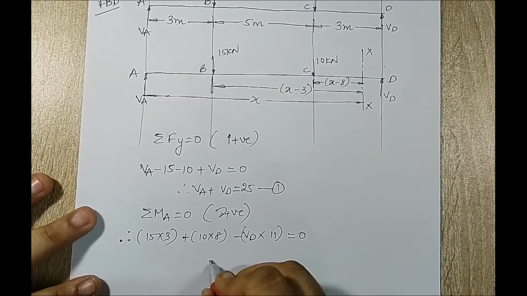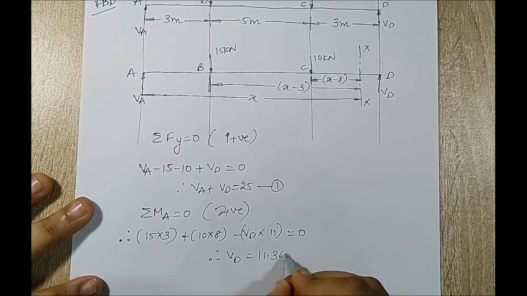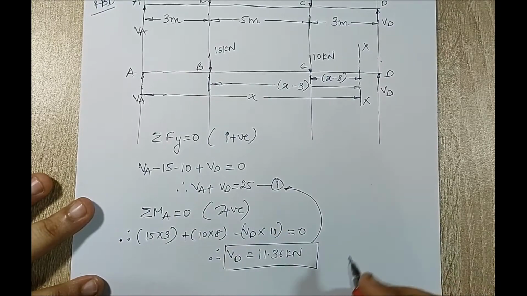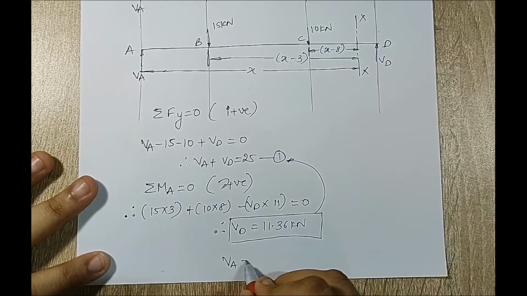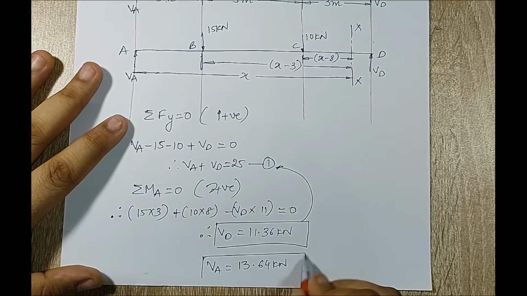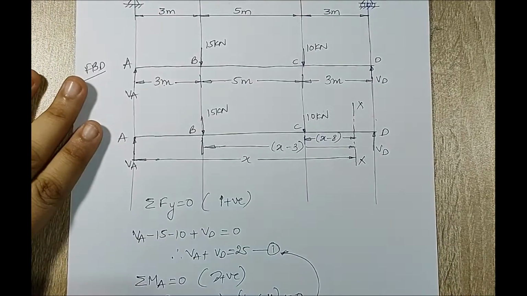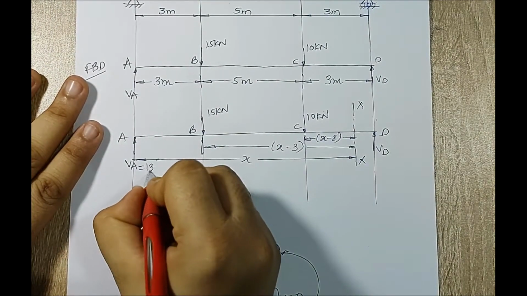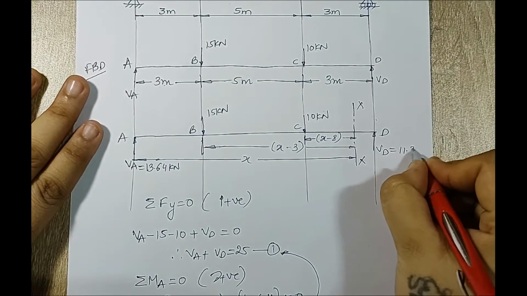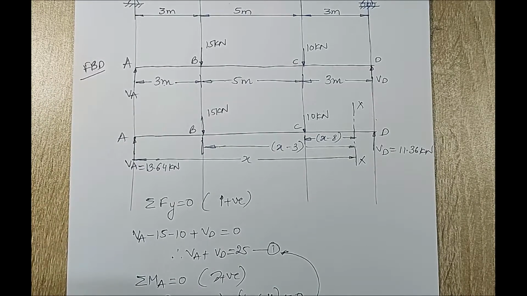When I solve this, I get the value of VD as 11.36 kilonewton. When I substitute VD in equation 1, I'll get the value of VA as 13.64 kilonewton. So I have got the two values of VA and VD, which I'll be writing here now. It is 13.64 kilonewton and 11.36 kilonewton. These are the two reaction values that I obtained.